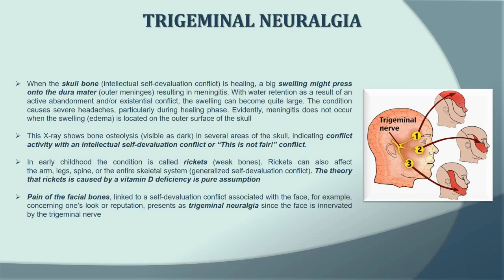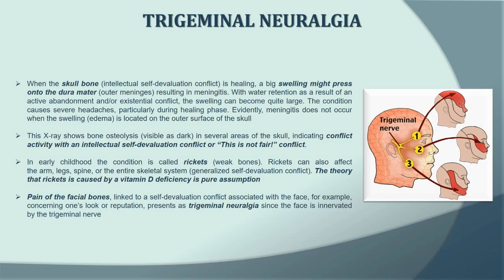Next condition is the so-called trigeminal neuralgia, when the skull bone, again from an intellectual self-devaluation conflict, is healing. A big swelling might press onto the so-called dura mater, which are the outer meninges, resulting in a meningitis. With water retention as a result of an active abandonment and an existential conflict, the swelling can become quite large, and the condition causes severe headaches, particularly during the healing phase. Evidently, meningitis does not occur when the swelling, so the edema, is located on the outer surface of the skull.